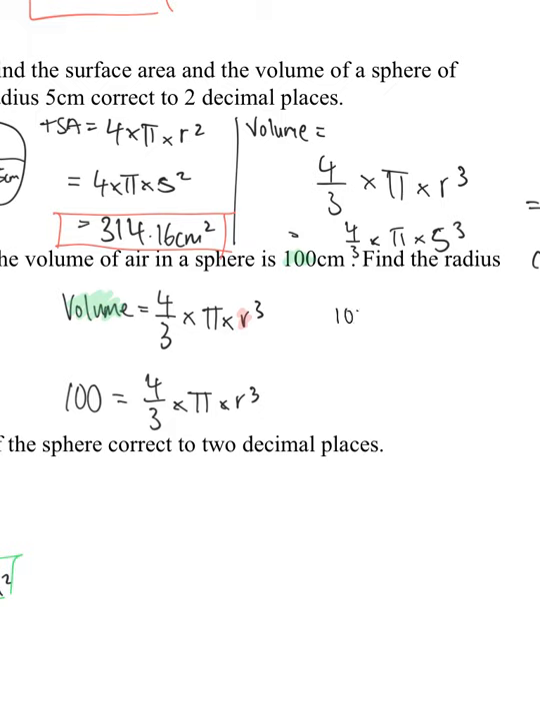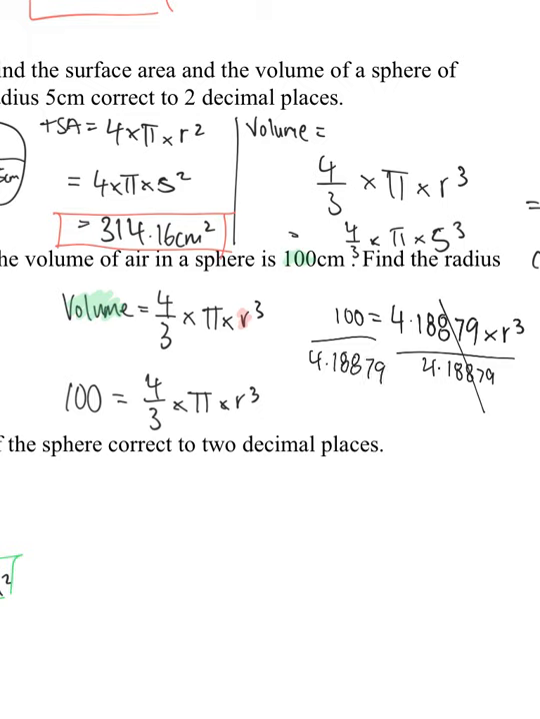Cool, so that was 100 equals, and I've just done the 4 and 3 times the pi. So 4.18879. Okay, times our radius cubed. Okay, so to get r by itself, I've got to divide this 4.18879 on both sides. Okay, and that's going to get me r cubed by itself.